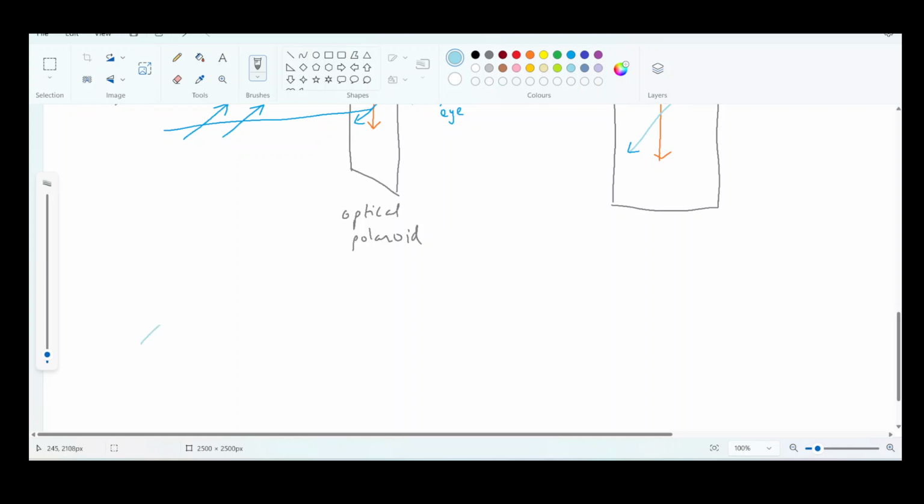When I draw a blue arrow like this and say this is a wave, how do you understand this line as a wave? You understand it in the following manner. This distance is like the amplitude, and the wave is vibrating in this direction.